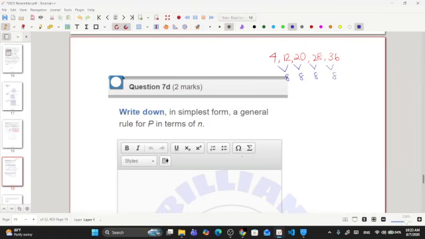So our equation is going to be written in the form a plus n minus 1 multiplied by the common difference. The first term is 4, n minus 1 remains as it is, and the difference is positive 8. So we have 4 plus 8n minus 8. 4 minus 8 can be written as minus 4. So our answer is 8n minus 4.